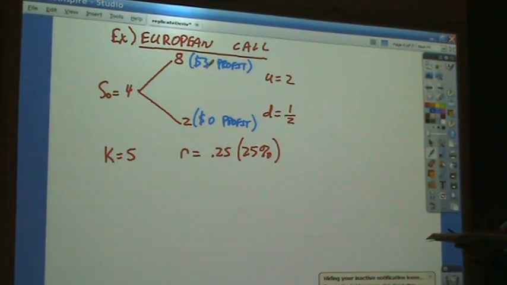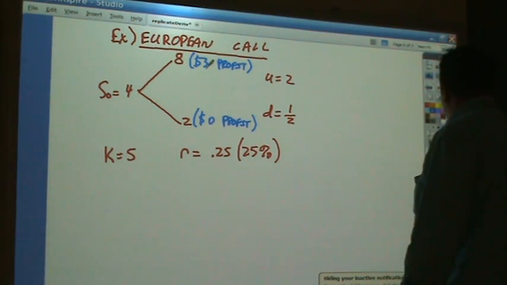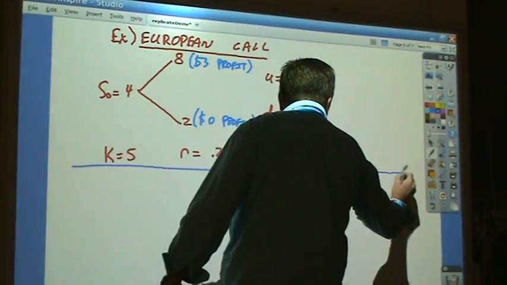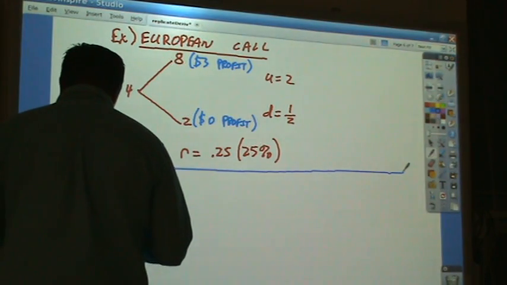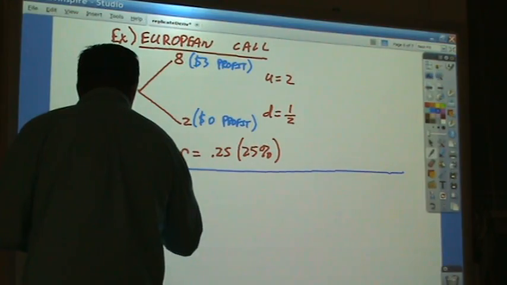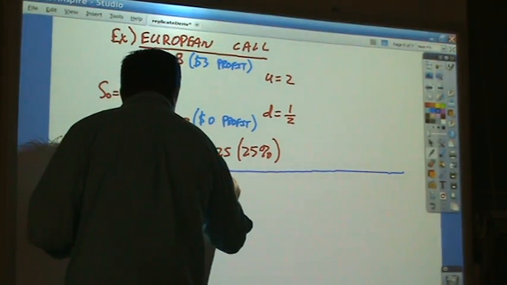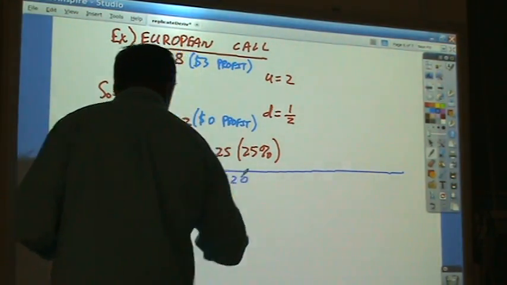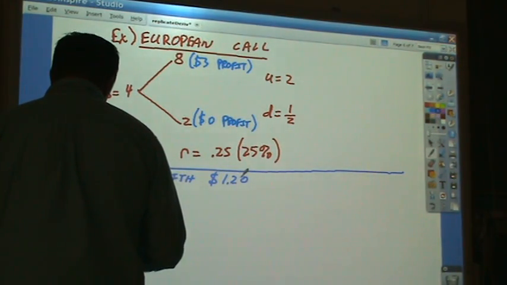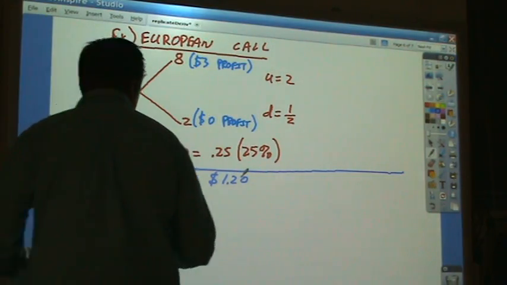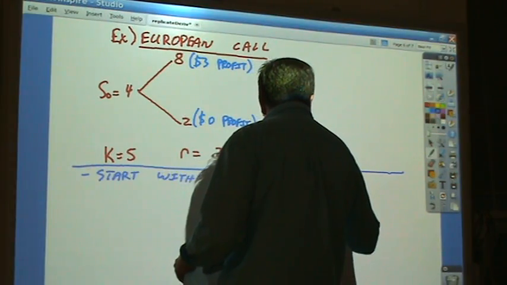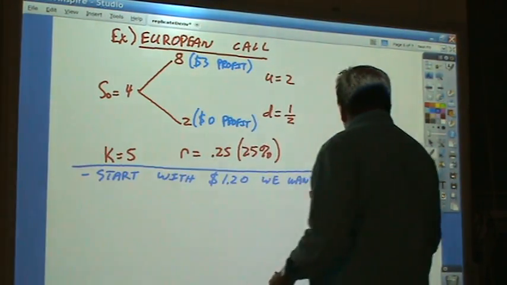Okay, now, suppose instead of buying the option, we decided to do this. We decided to start with $1.20. Starting with $1.20, we want to buy a half a share.